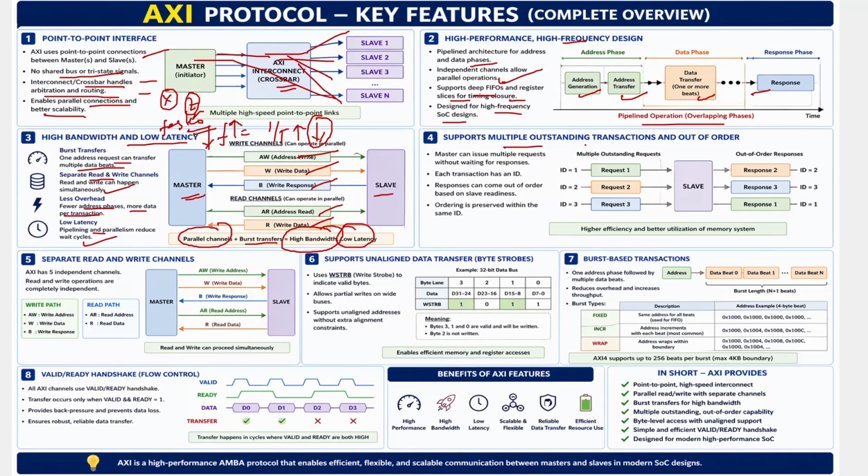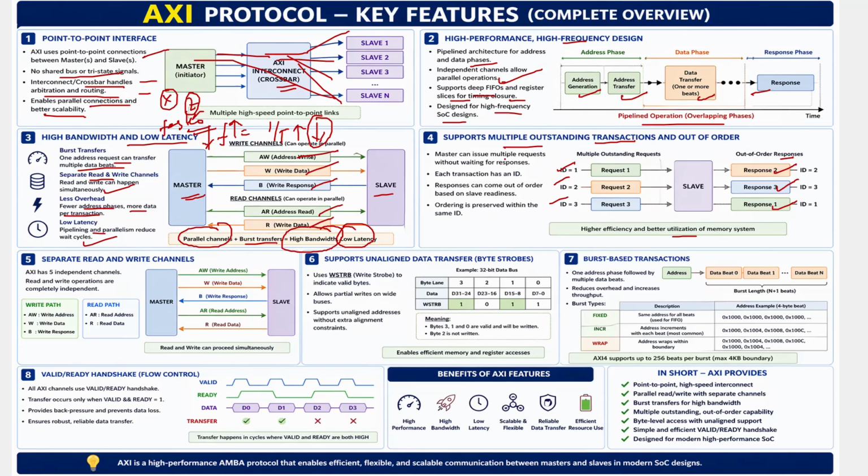It supports multiple outstanding transactions, see ID1, ID2, ID3, and also out of order response. We can get the response in any order. Response 2 is received first, after that response 3, and then response 1. Higher efficiency and better utilization of the memory system is there. So the response may come in any order. That is the out of order response. Need to explain that: the slave can respond in any order.